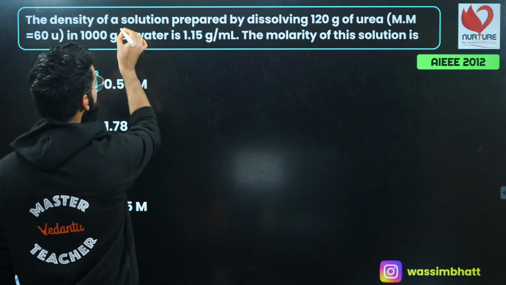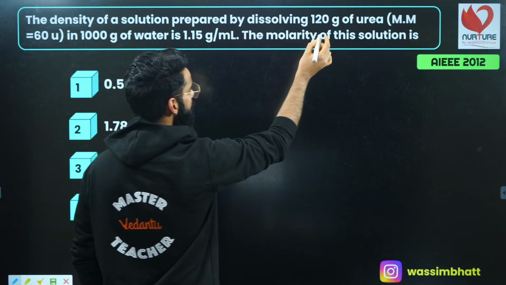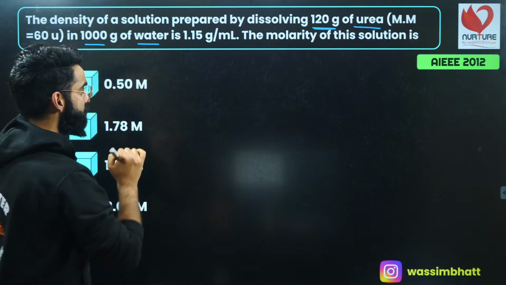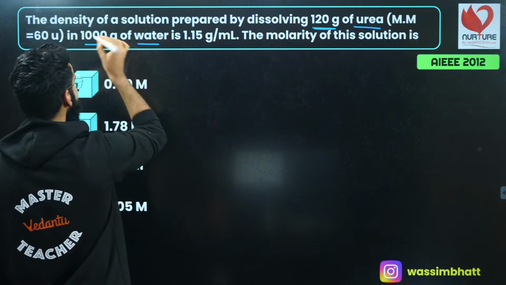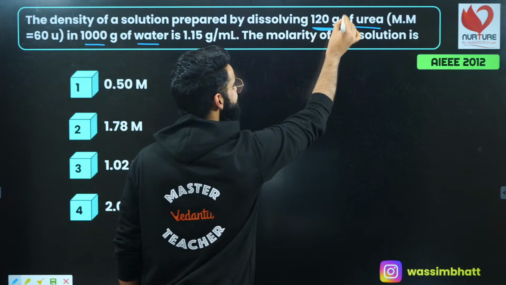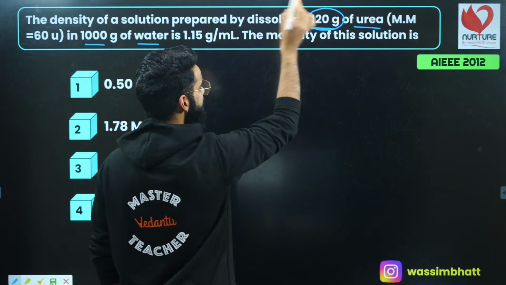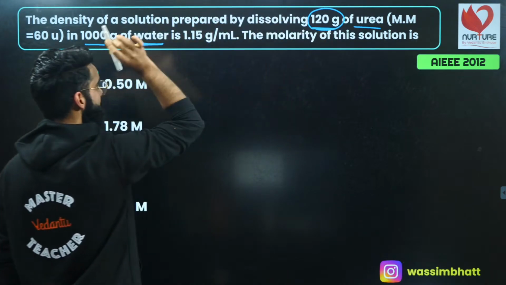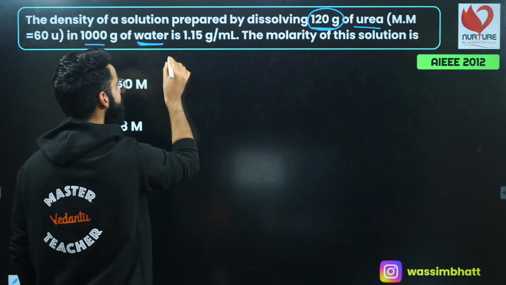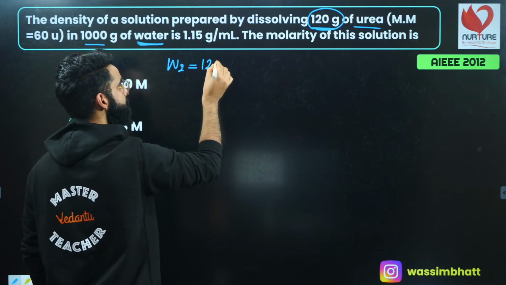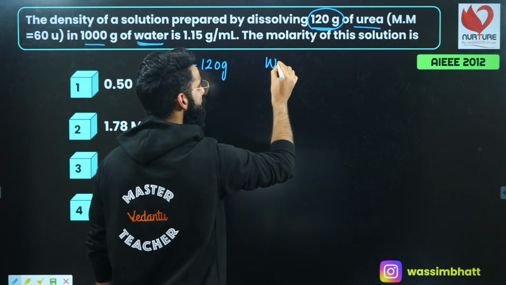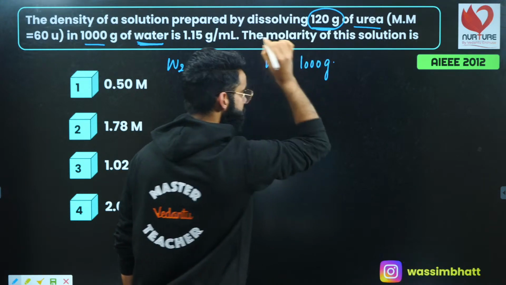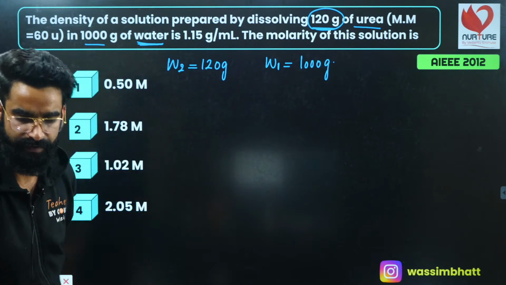See, the density of the solution prepared by dissolving 120 grams of urea in 1000 grams of water. So as per the question, I'm dissolving 120 grams of urea in 1000 grams of water. Can I say urea is lesser in amount? So urea is going to be my solute and water is going to be my solvent. Solute I represent by 2, solvent I represent by 1. I'm given with the mass of solute which I represent by W2, it's 120 grams. And I'm given with the mass of solvent as well, which I represent by W1, it's 1000 grams. So I'm given with mass of solute as well as mass of solvent, right?